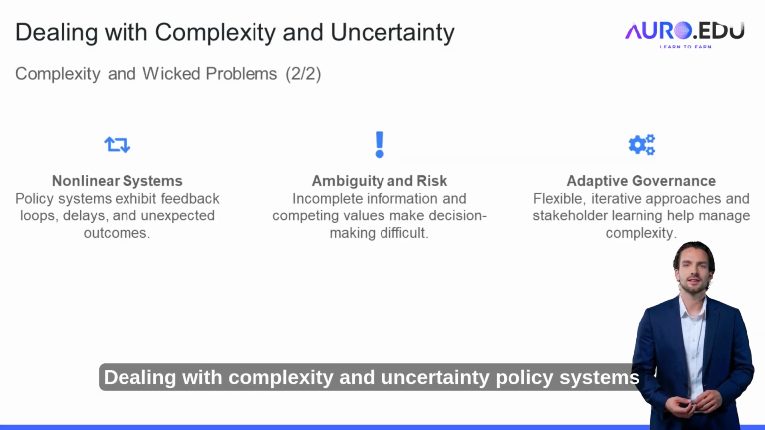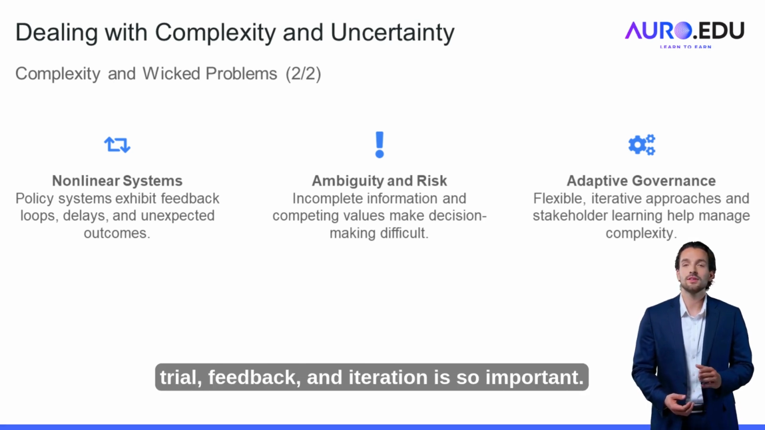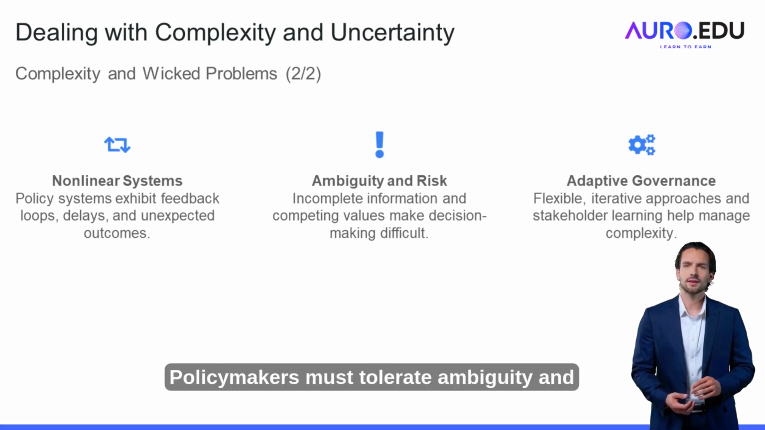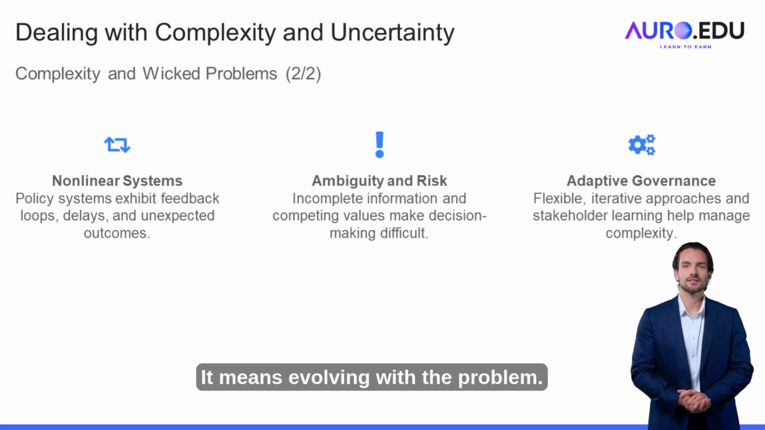Dealing with complexity and uncertainty, policy systems are non-linear and unpredictable. Solutions can backfire. That's why adaptive governance, trial, feedback, and iteration is so important. Policymakers must tolerate ambiguity and avoid overconfidence. Complexity doesn't mean paralysis, it means evolving with the problem.